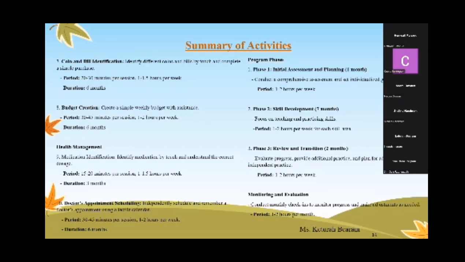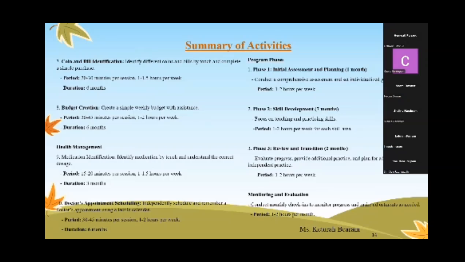Doctor's appointment scheduling. Independently schedule and remember a doctor's appointment using a tactile calendar. The period will be 30 to 45 minutes per session, 1 to 2 hours per week. The duration will also be for 6 months.